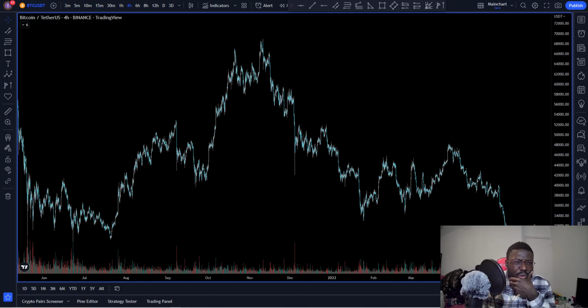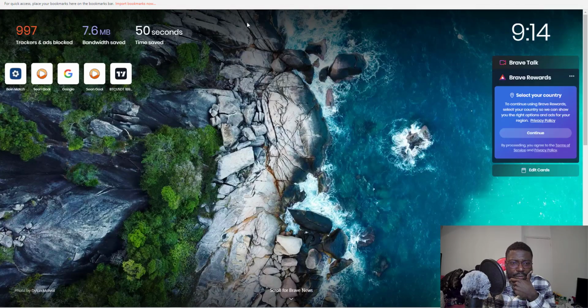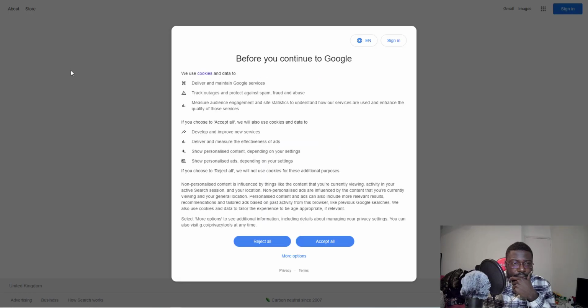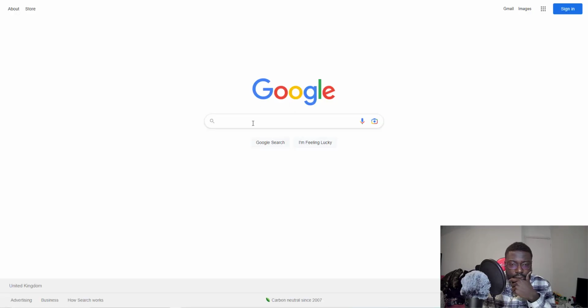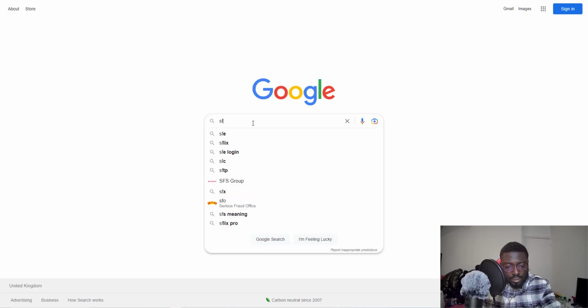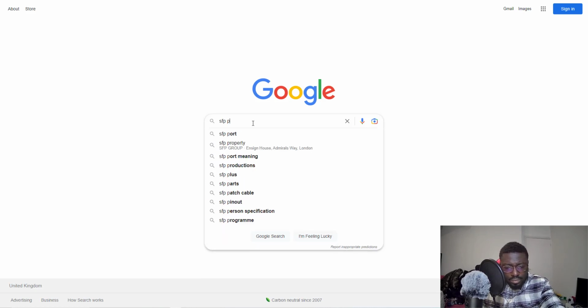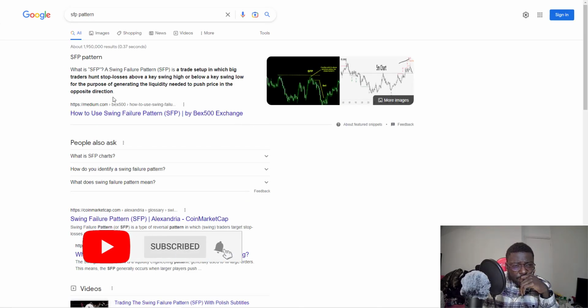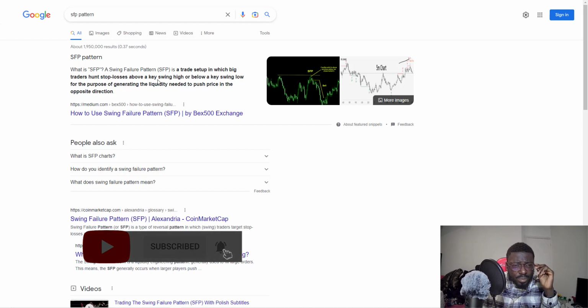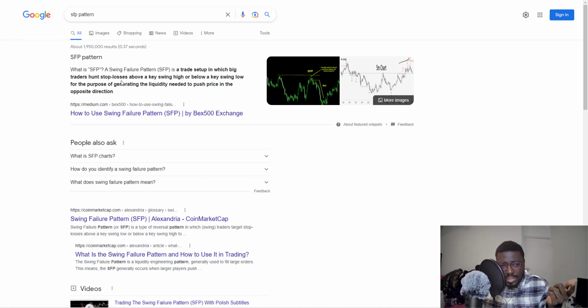So if we go over to Google, let's go over to Google. So you can see on the major swing failure pattern is a trade setup in which big traders hunt for stop loss above a key swing high or below a key swing low for the purpose of generating the liquidity needed to push the price in the opposite direction. I don't know if you understand.